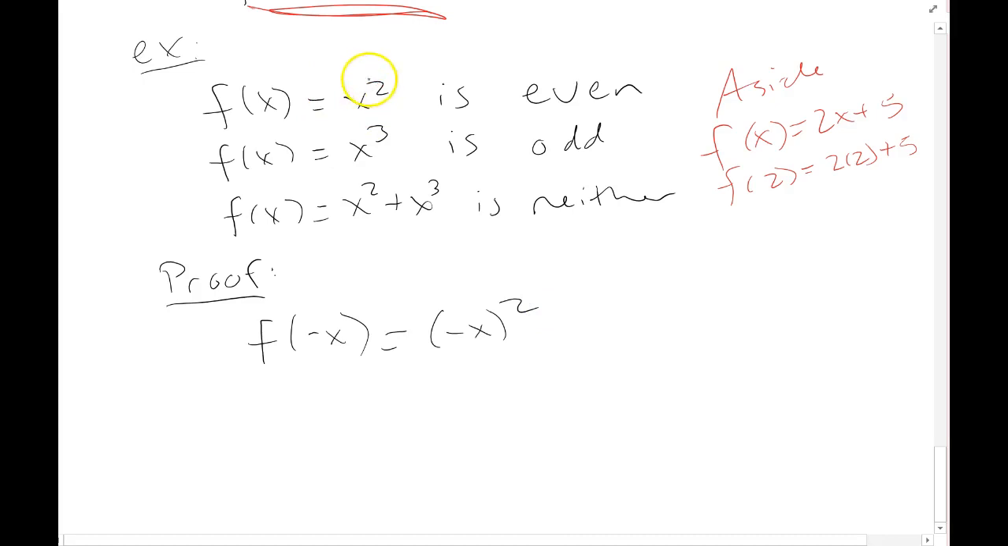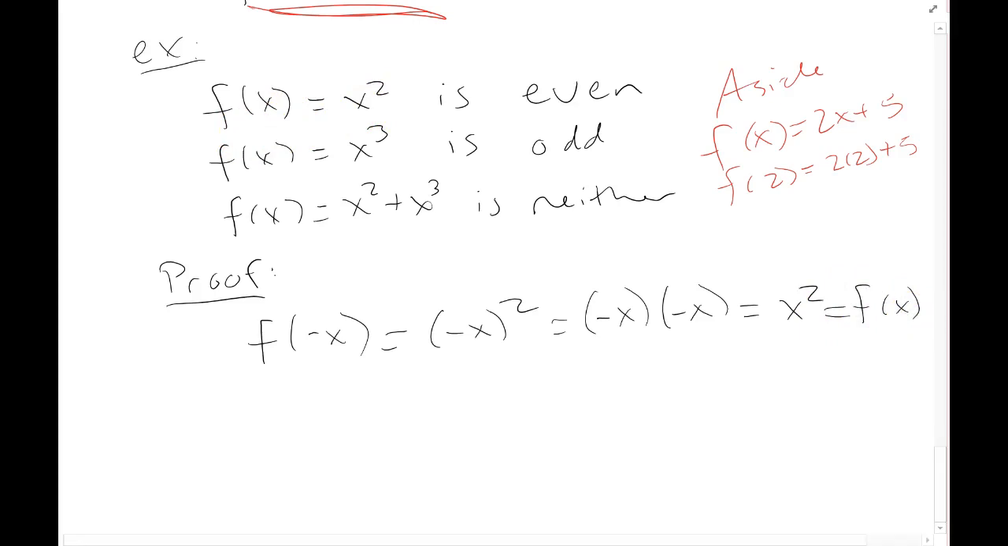So I'm just using my definition of what f of x is. Okay. And now let's simplify negative x squared. Well, I know that 2 squared is 2 times 2, so negative x squared is negative x times negative x. And I remember that negative times negative is positive, and x times x is x squared. And if I go back and I look, what is x squared the same as? F of x.